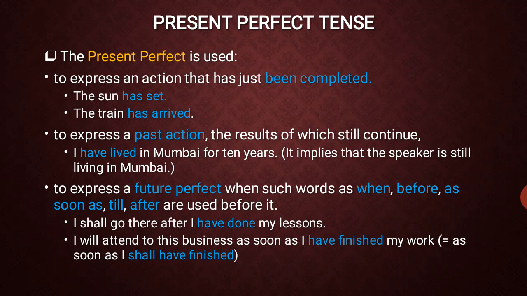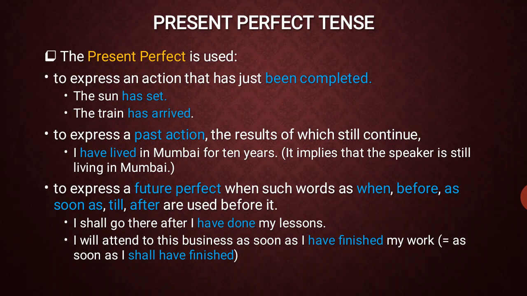It is also used to express a past action, the result of which still continues. So, I have lived in Mumbai for 10 years. It implies that the speaker is still living in Mumbai. I have given this within brackets.